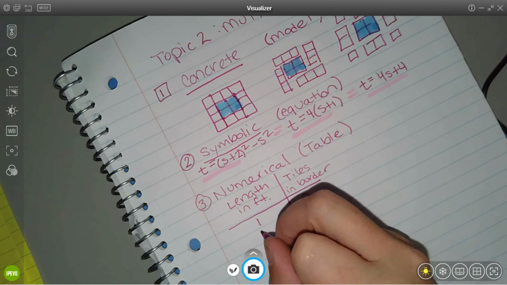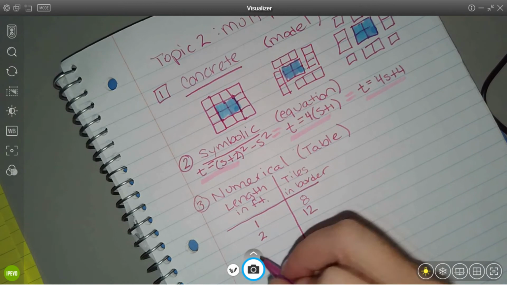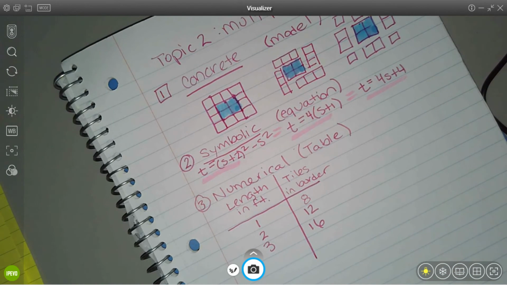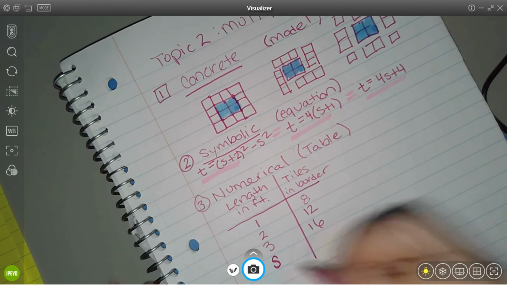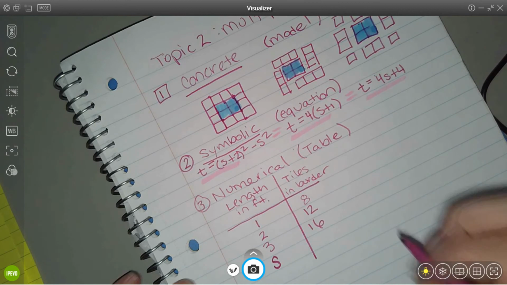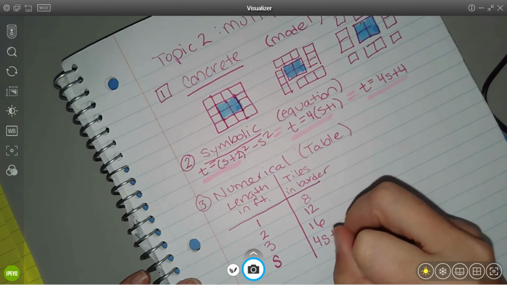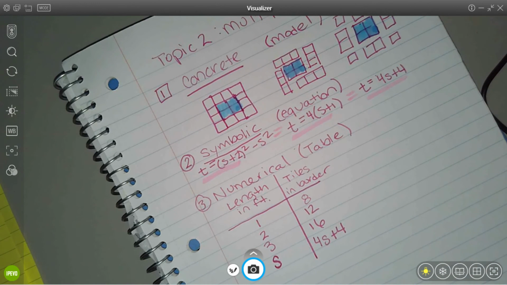If the pool was 2 feet wide, there were 12 tiles in the border. If the pool was 3 feet wide, there were 16 total tiles. And we could plug in any number for the side, whether we want to plug in 4, 5, 6, 7, 8, and we can use the equation 4 times S plus 4, that came from up here, to give us that answer.